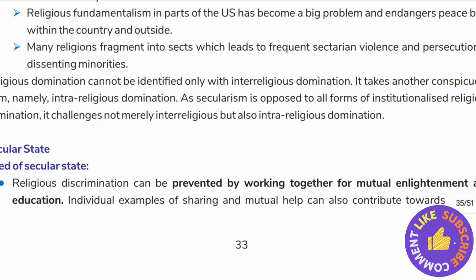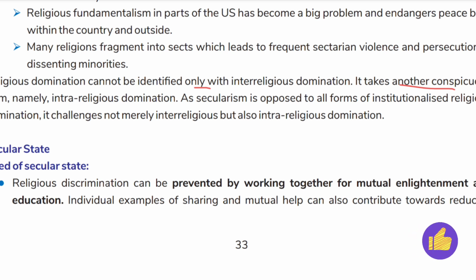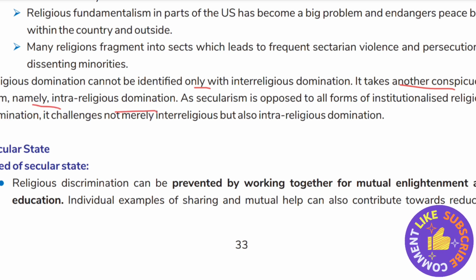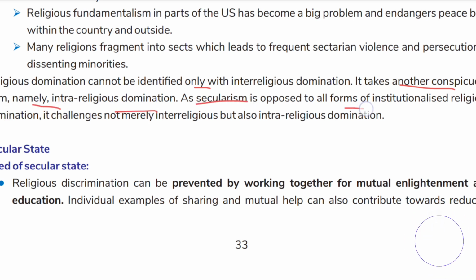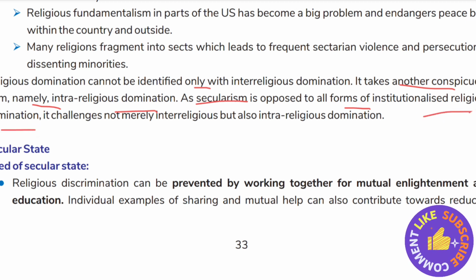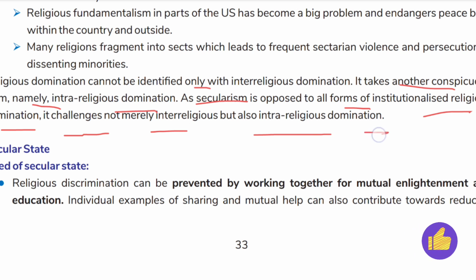Religious domination cannot be identified only with inter-religious domination. It takes another conspicuous form, namely intra-religious domination. As secularism is opposed to all forms of institutionalized religious domination, it challenges not merely inter-religious but also intra-religious domination.